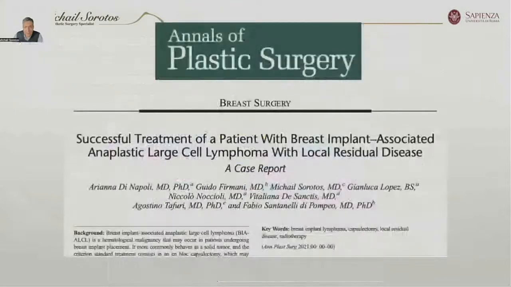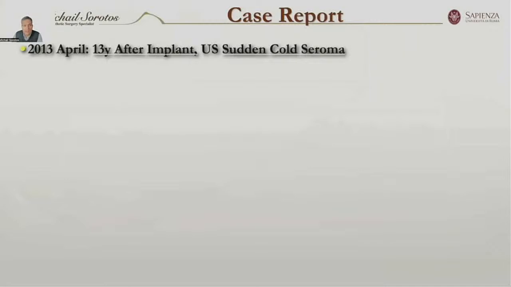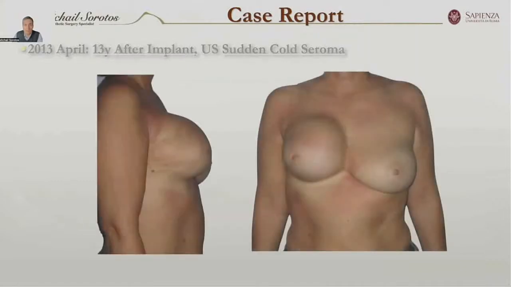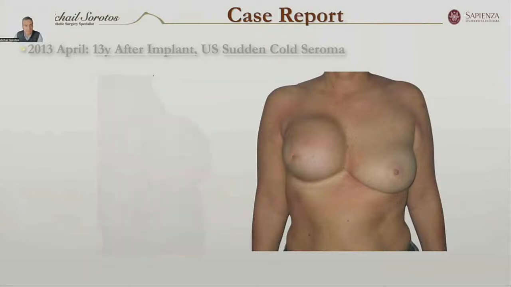staging. This is a case that exactly explains why a center of excellence is important. We published this case in plastic surgery. Let's see another case. April 2013, 13 years after implant, the patient has a cold seroma. That was 2013, 2 years after the FDA announcement of BIA-ALCL, really close if we speak about awareness.